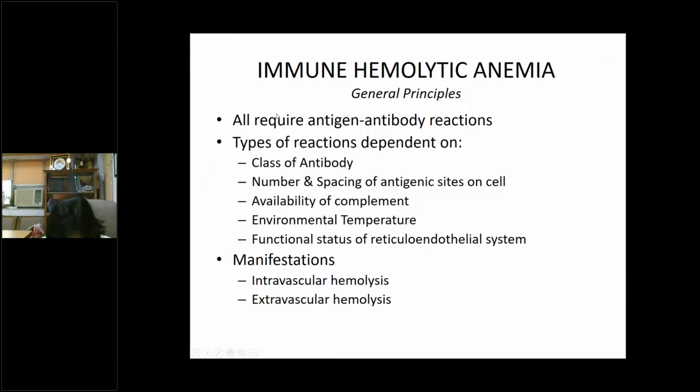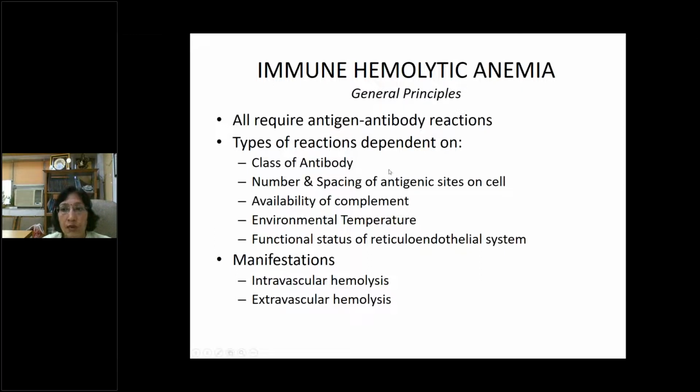Now, a few slides on immune hemolytic anemia. It means these are not present from birth. They are acquired disorders due to some reasons, maybe drugs, maybe infections, or something else. RBCs can lyse due to the presence of our immune system, so all of these require antigen-antibody reactions.